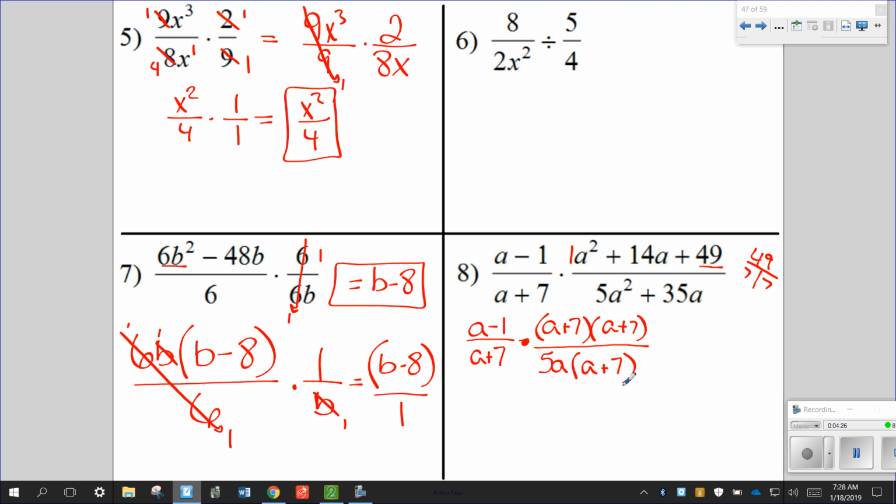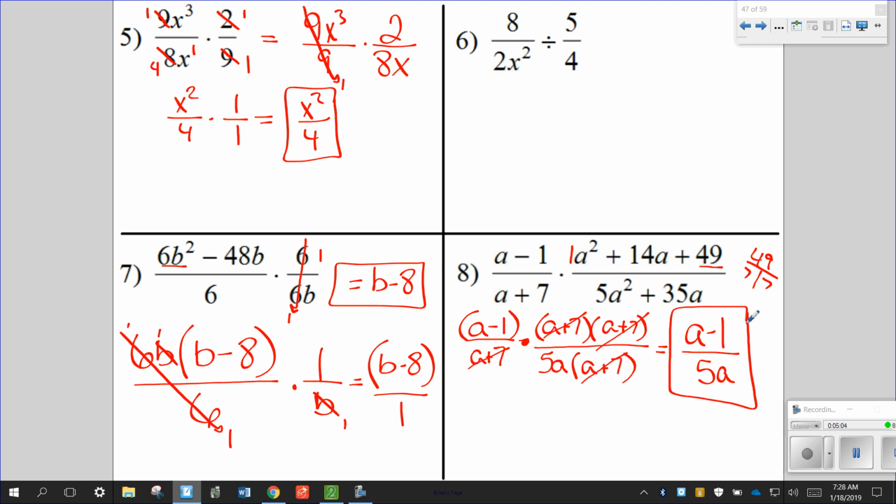Alright, now we start to look to see if there's anything we can divide out. Well, right away I see a plus 7 over a plus 7. That's just 1. And I have another a plus 7 divided by a plus 7. And I know when you get to this point, you're going to think, well, I have an a over an a. But you cannot separate the a minus 1, or the minus 1, from that term. So you actually cannot divide that out. It's a minus 1 over 5a. And that's as simple as you can get it.